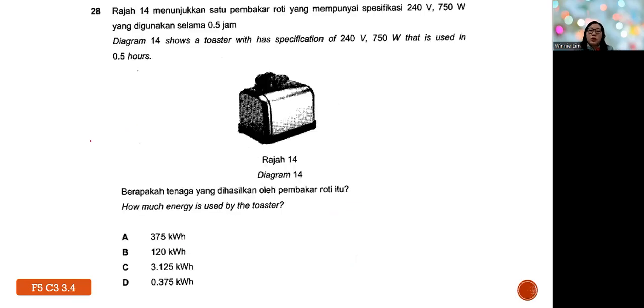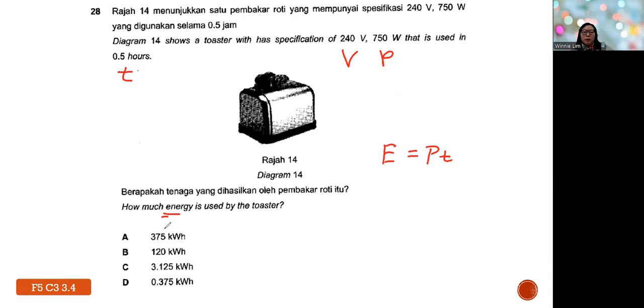Next, diagram 14 shows a toaster with a specification of 240 volt, 750 watt that is used for 0.5 hour. How much energy is used by the toaster? Okay, so they give you the voltage, the power, and also the time. In this context, we will use the general formula for energy consumption, where E equals PT, where you can also get this formula from the rate of energy transferred using the power idea, then you rearrange the formula. So it's the same thing.